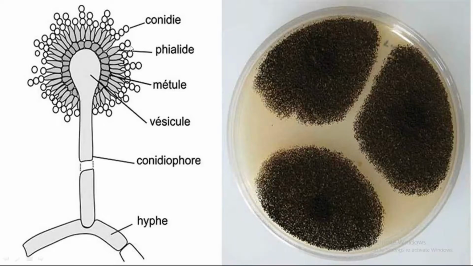These are the round structures. Then they arise from the phialides, and this is the vesicle. There is some other structure which you can find in some textbooks, that is known as the medulla. Here it is written in some other language, that is why the spelling is different. Otherwise, it is medulla. And then this is the conidiophore, and these are the hyphae.